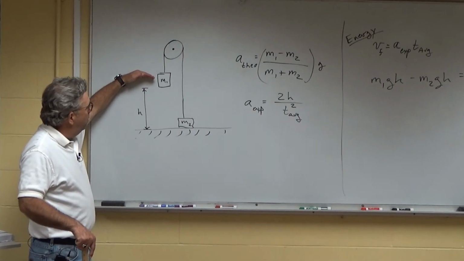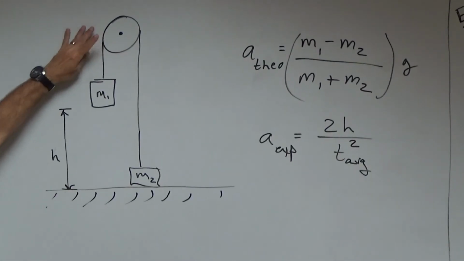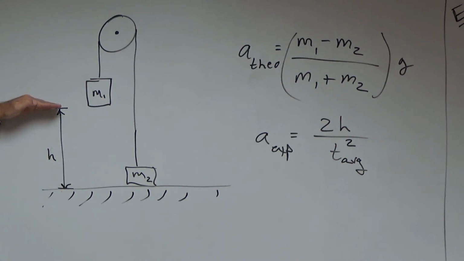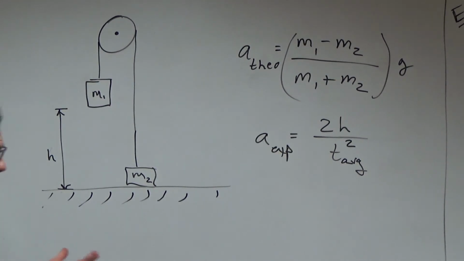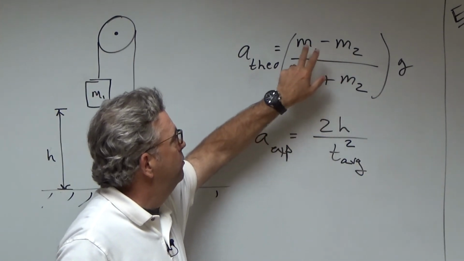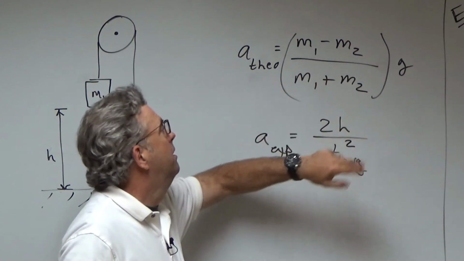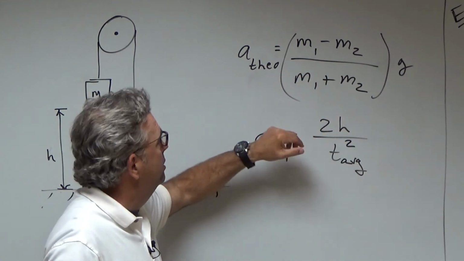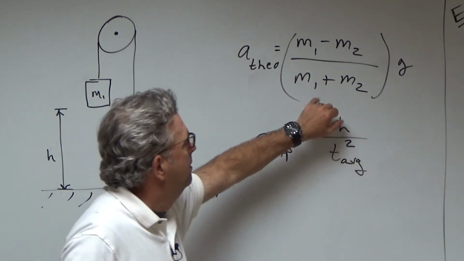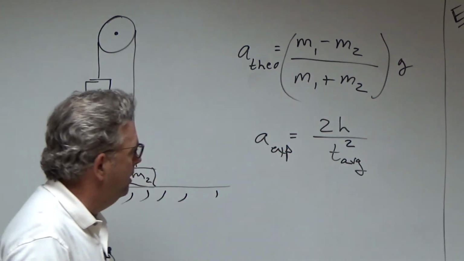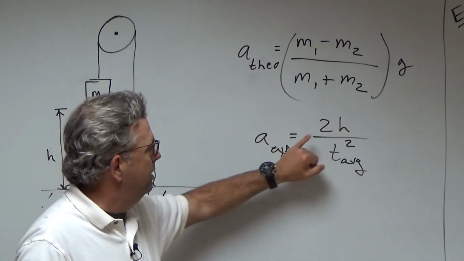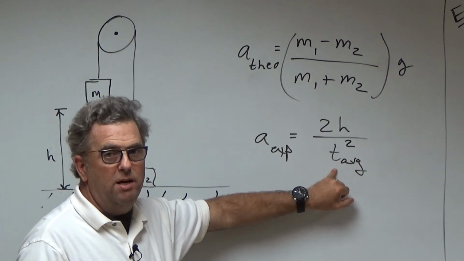So here's the drawing of the Atwood machine, the pulley, M1 and M2, and this is that initial height that we started with for M1. Very simple to calculate the theoretical acceleration. It's simply M1 minus M2. Remember, M1 is greater than M2, so we're just looking at the magnitude of the acceleration here, and it's divided by the total mass of the system, and you multiply that by g. And just like we've done several times now, the experimental acceleration is 2h over the average time squared.